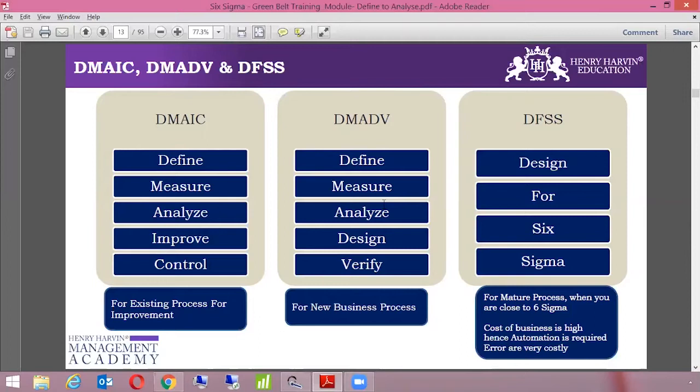The third type of methodology is known as DFSS, which is Design for Six Sigma. This methodology is to be used when we have a quite mature process, when we are running at least at a 4 or 5 sigma level. Why do we want to go for DFSS? Because the cost of the defect is very, very high. Therefore, a lot of automation and transformation is required, and in that case, we go for DFSS. However, for our training, we are going to focus on DMAIC, which is define, measure, analyze, improve, and control, because this is for existing processes.